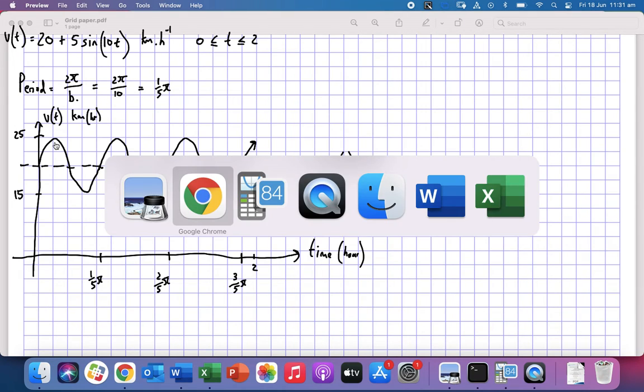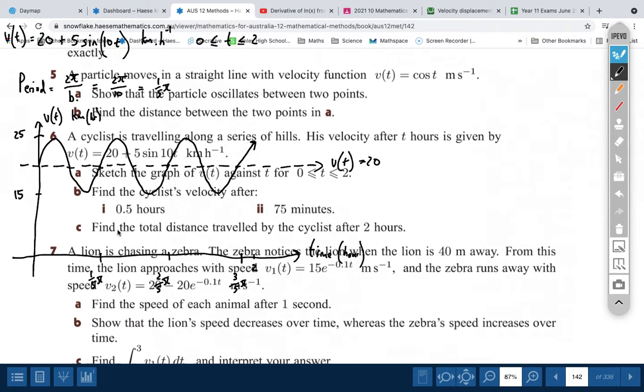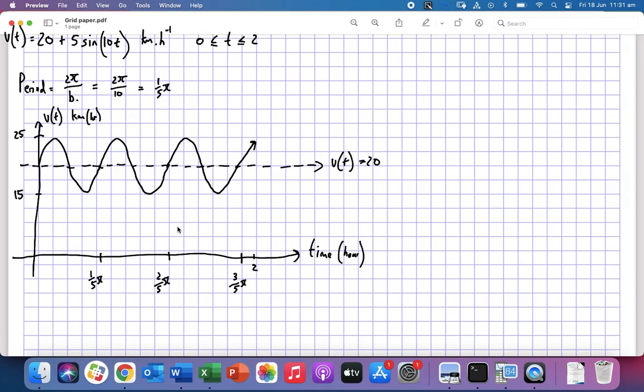I assume that they're going to ask about displacement and velocity. So when we find the velocity after 0.5, find the total distance after 2 hours, which will be the same as the displacement, right? Because it's always positive. So I might jump to part C first. This is question 6, wasn't it? They want total distance. And I can get that simply by doing the integral. Right, so I just need the integral of the velocity from 0 to 2.